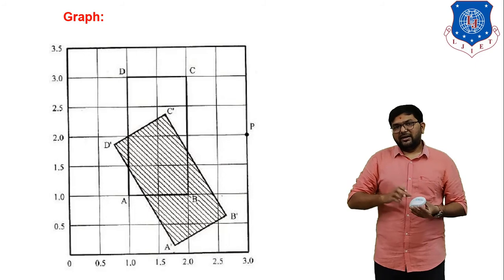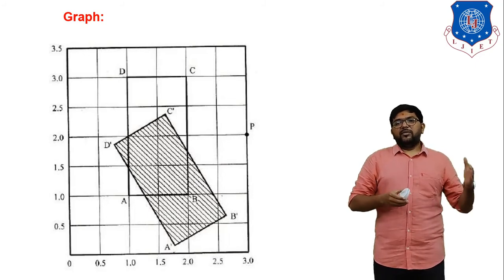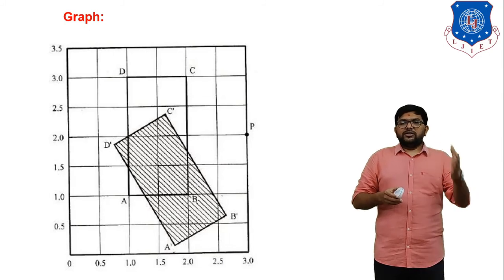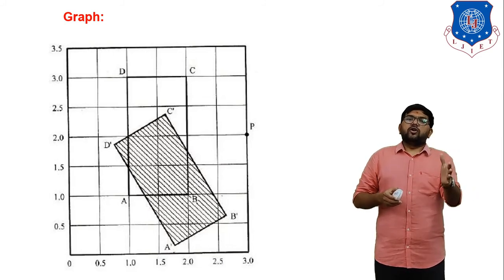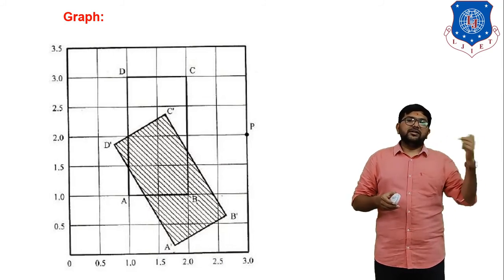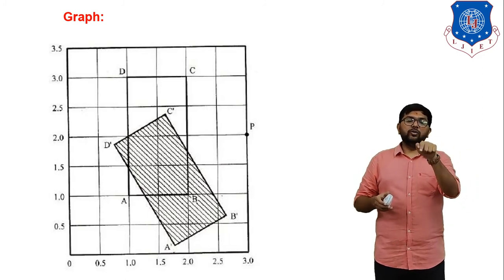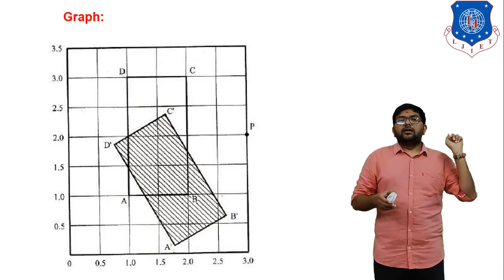Clear? So this is the numerical based on geometric transformation. And in geometric transformation, this numerical is based on rotation, anti-clockwise rotation. In the previous lecture, we saw a numerical based on scaling. In this lecture, we saw a numerical based on rotation.